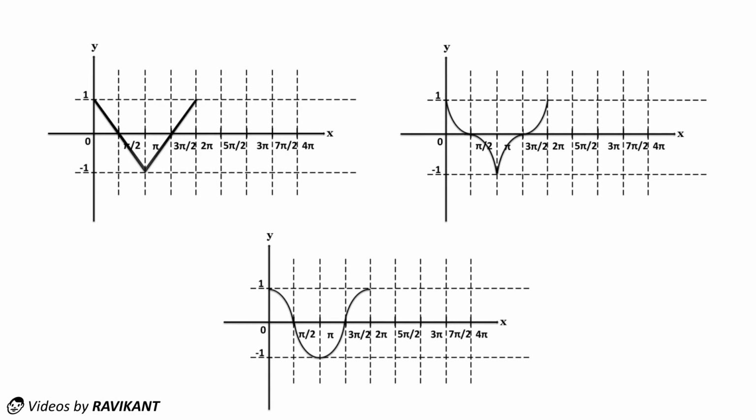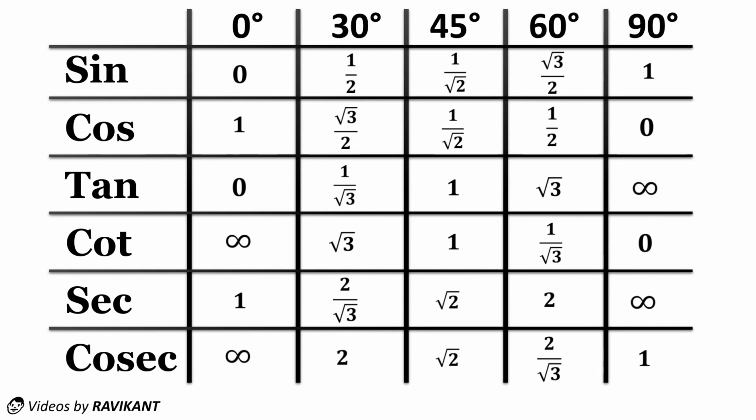So we have found the 3 conditions. So what do you think, which one is correct? To know, we go through our trigonometry table. In this table, look at the values of cos function.